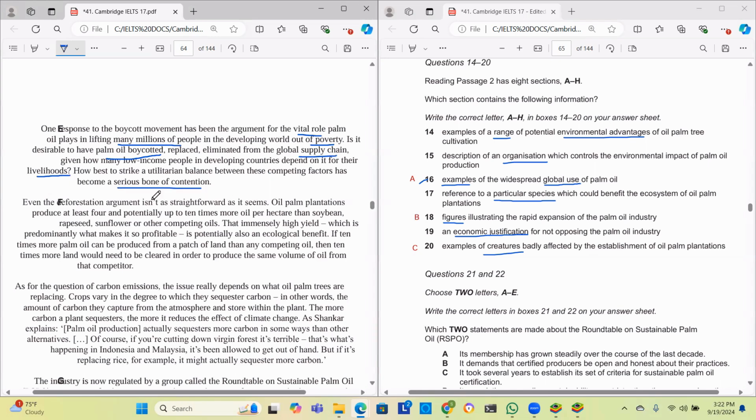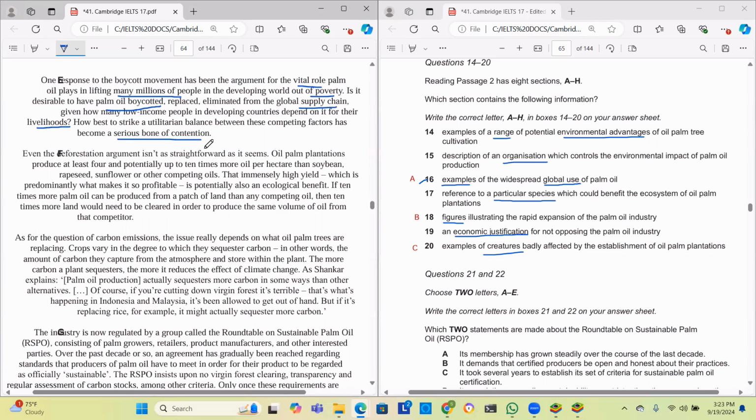Now in this paragraph, he's talking about the employment opportunities, right? Because millions of people are getting employment opportunities because of this palm oil production. Right now, boycotting or replacing it is not a good idea, he says. So what is he basically giving here? He's giving the justification for not opposing the palm oil industry, right?